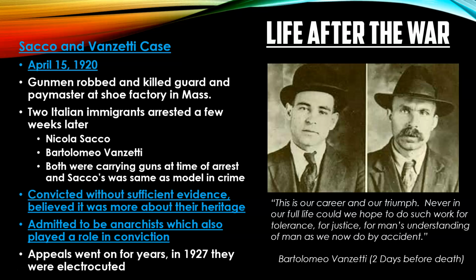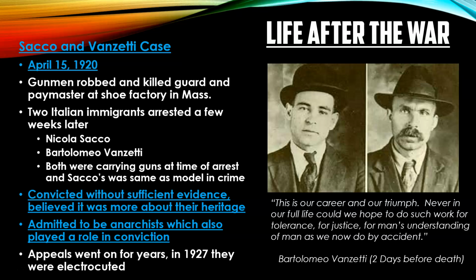Now, going back to how immigrants are being treated and how we're looking at foreigners, Sacco and Vanzetti. They were two men, Italian immigrants. Apparently there was a gunman who had robbed and killed a guard and a paymaster at a shoe factory in Massachusetts, who fit the description of Nicola Sacco and Bartolomeo Vanzetti. Both were carrying guns when they were arrested, the same model as the ones in the crime. So they appeared to be the same guys that had robbed this factory.